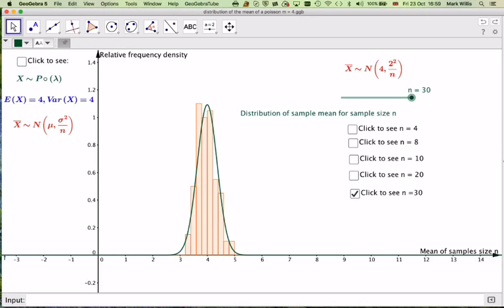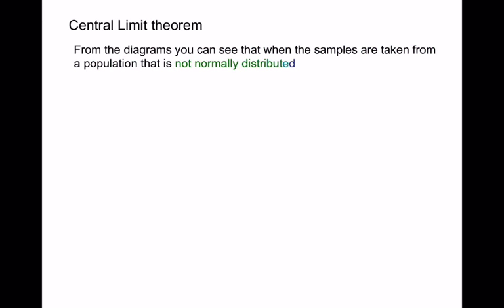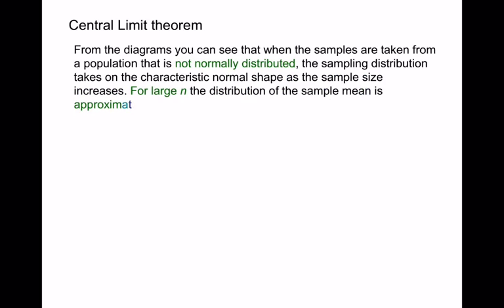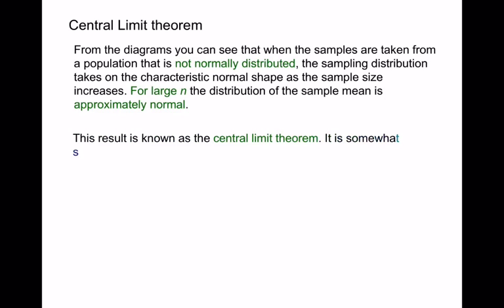Right, let's have a look at that theorem in a bit more detail. It's called the central limit theorem. It's quite important in statistics. From the diagrams we just looked at, you can see that samples were taken from populations which were not normal, i.e. one was binomial and one was Poisson. The sampling distribution takes on a characteristic normal shape as the sample size increases. For large n, the distribution of the sample mean is approximately normal, and large means more than 30 in the sample size. That means you're sampling 30 things and calculating the mean of that. This result is known as the central limit theorem.